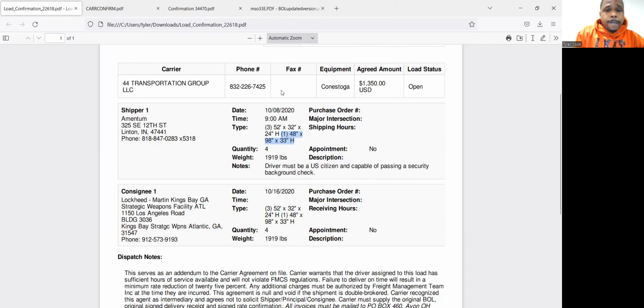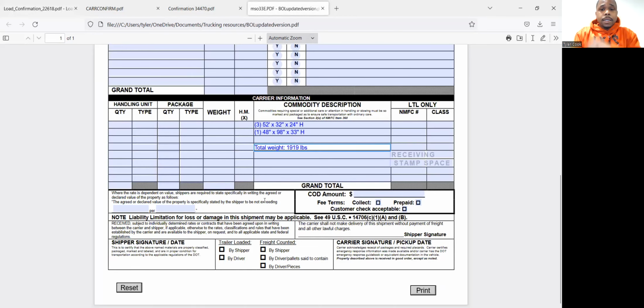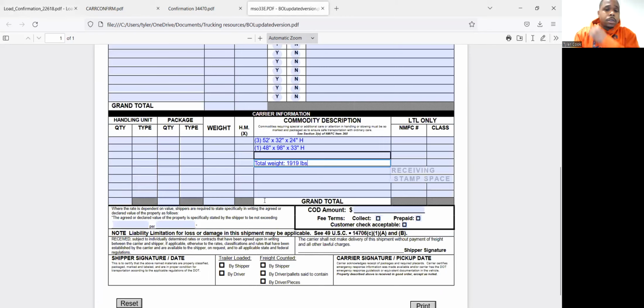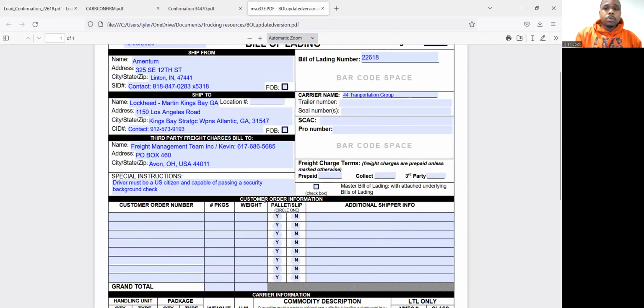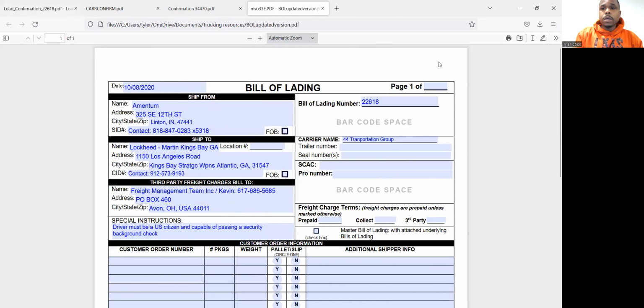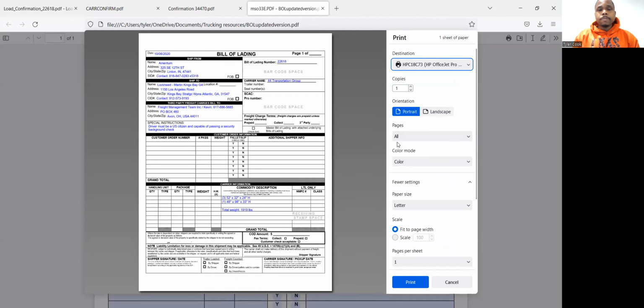So all in all, like I said, I'm going to paste this at the bottom, really general. Even though the weight is over there, I'm just going to put right here: total weight, 1919. That's it. Everything else was, at least in my case, pretty irrelevant. But straight up, you just created your own BOL right off the ratecon. If I go over here to print, I would email my guys all that right there.